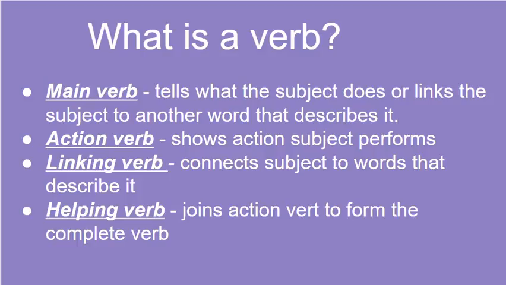What is a verb? We have different kinds of verbs here. Let's look at the different kinds we have. We have a main verb. That tells what the subject does or links the subject to another word that describes it. We have the action verb. That shows the action the subject is performing. We also have a linking verb that connects the subject to words that describe it. Then we also have helping verbs. That joins the actions to the form or the complete verb. Please pause the video and write down the definitions of these 4 types of verbs.